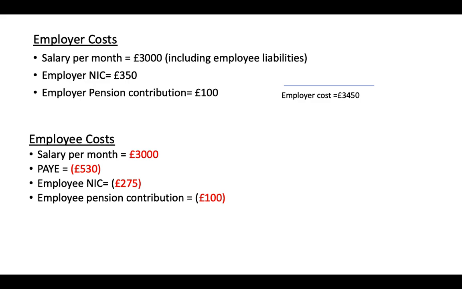Having a look at the employee's costs, the employee is paid £3,000 a month, but removed from that is the PAYE obligations, the national insurance and the pension contributions, which are the liability of the business. So taking home, the employee has £2,095.